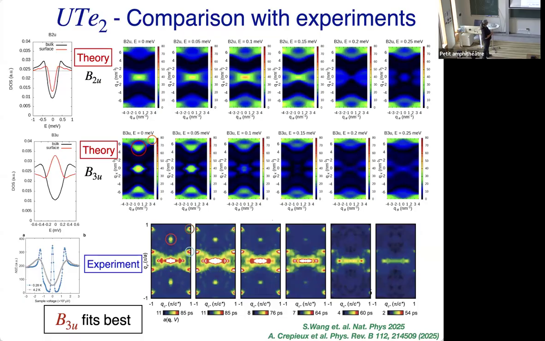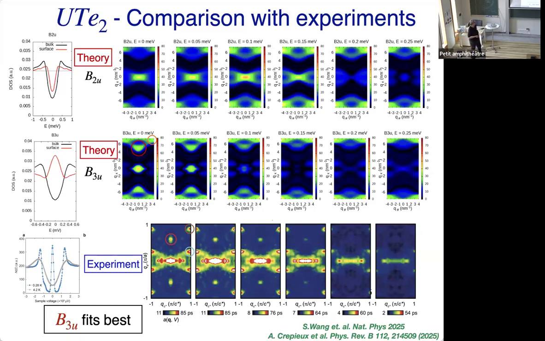Another feature which works well with the experiment is that you have a peak in the DOS at zero energy, like I said before, because I had this zero energy state. I don't have it in B2U, I have it in B3U, and experimentally you also have a peak at zero energy in the density of states. So that's another argument that B3U is the one that fits best the experimental data. If you have any other questions about B3U, sorry, about uranium telluride, that's more or less my discussion. I have a few more slides about other things, but for uranium telluride, this is more or less it.